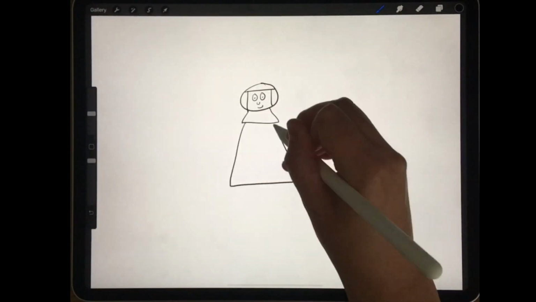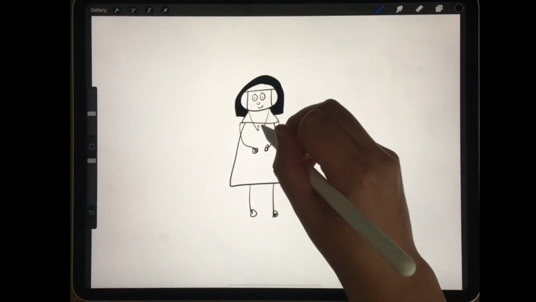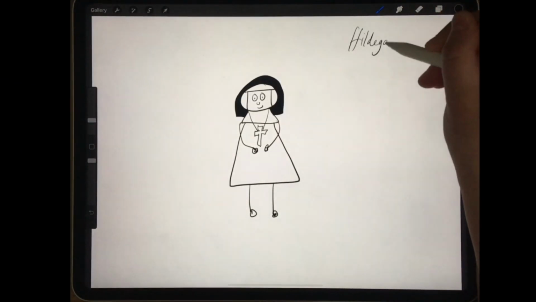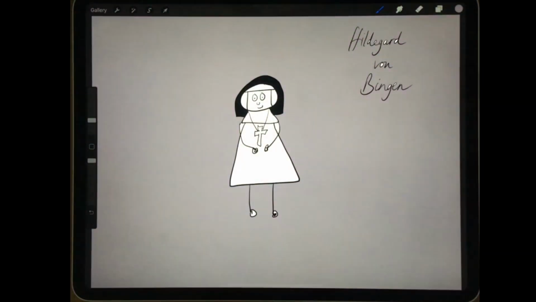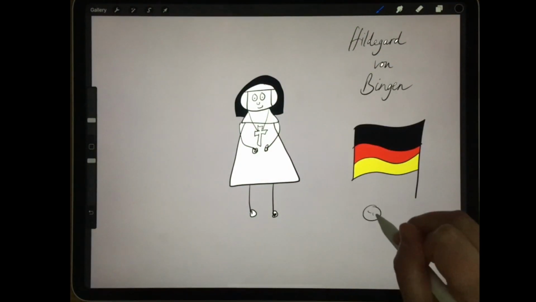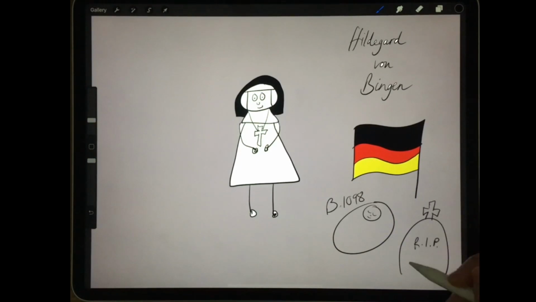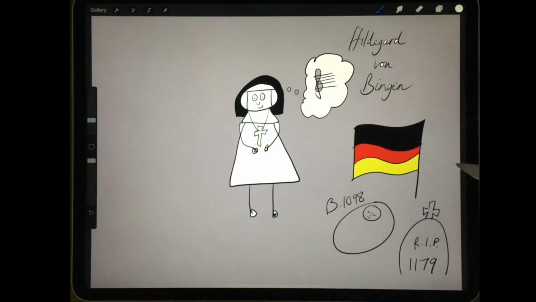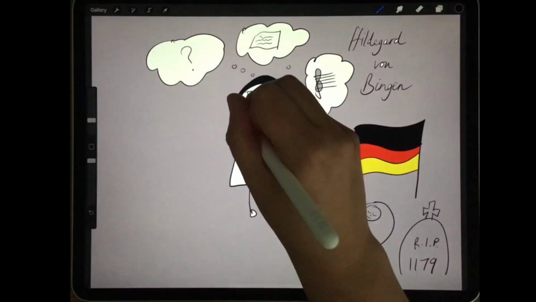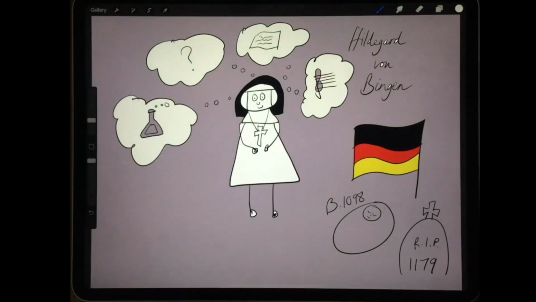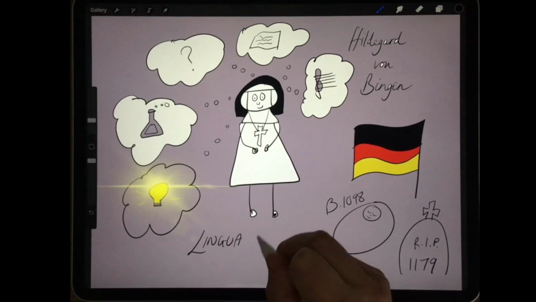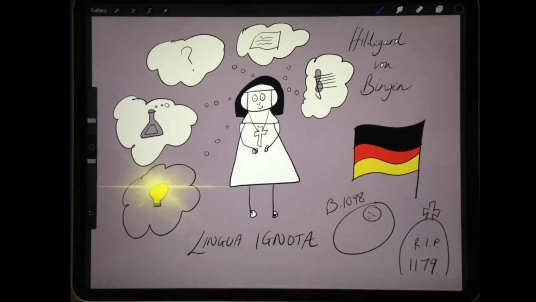Another composer who loved codes so much she invented her own language was this fabulous nun, Hildegard von Bingen. She lived in Germany and was born in 1098, nearly 1,000 years ago. She was not only a composer, but also a writer, a philosopher, a scientist, and a visionary. Let's take a look at the language she invented, the lingua ignota.